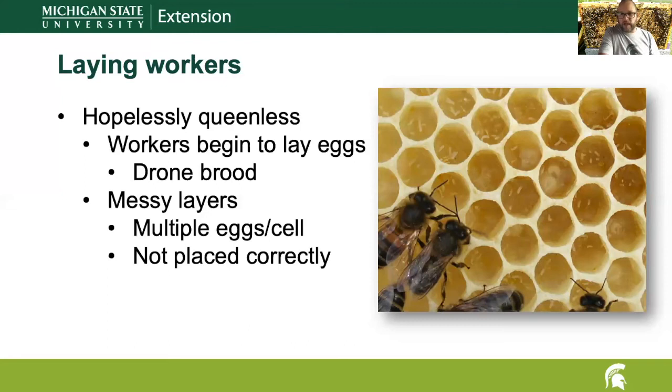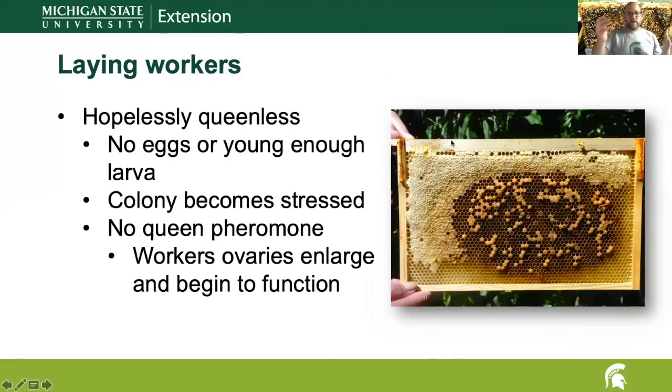The way you tell that you have a laying worker colony is that you look inside of these cells and you see multiple eggs in every single cell. So let's look here. I'm going to draw my cursor over it. This cell right here has 3 eggs in it. This cell has 3 eggs in it. This cell has probably 1, 2, 3, 4, 5, 6 eggs in it. This next cell has 3 eggs in it. This cell has just a whole ton of eggs in it.